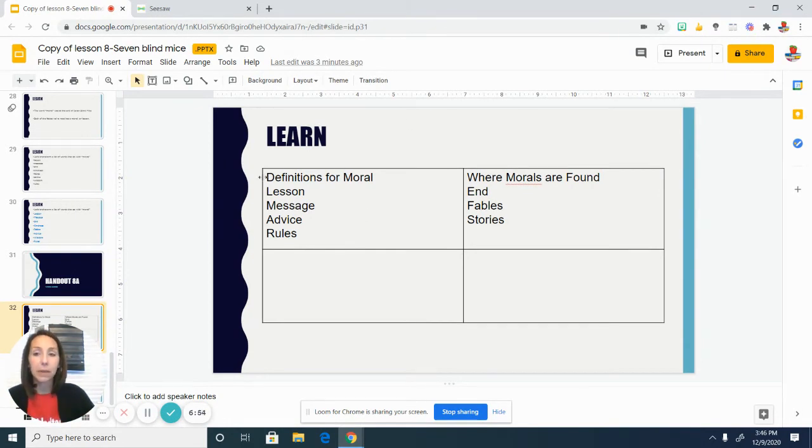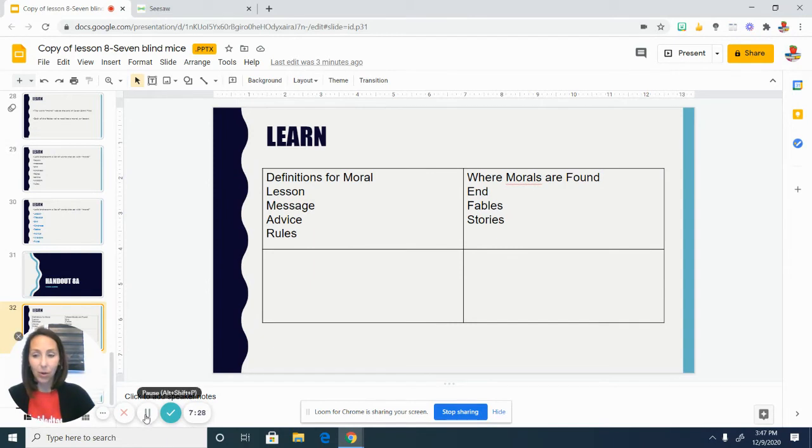So I have this label, definitions for moral. So other words that mean the same or close to the same as the word moral: lesson, message, advice, rules. Then I have a label for the group where morals are found. So fables, stories, that's where we generally find the moral of the story or the lesson of the story.